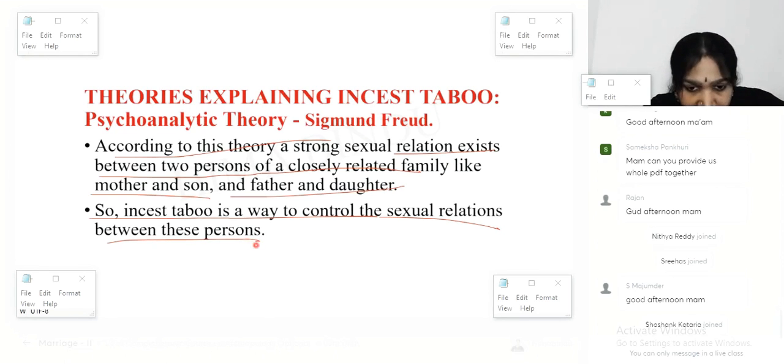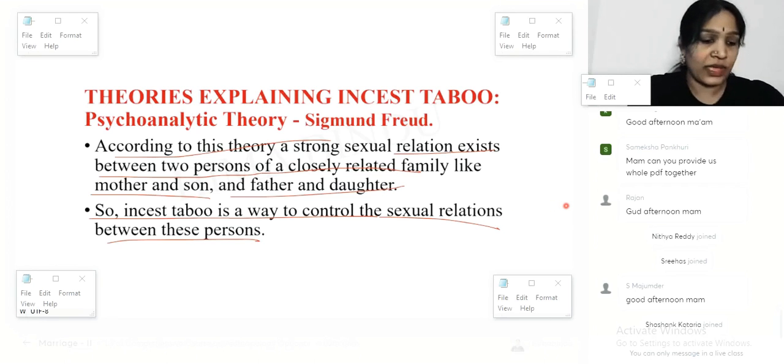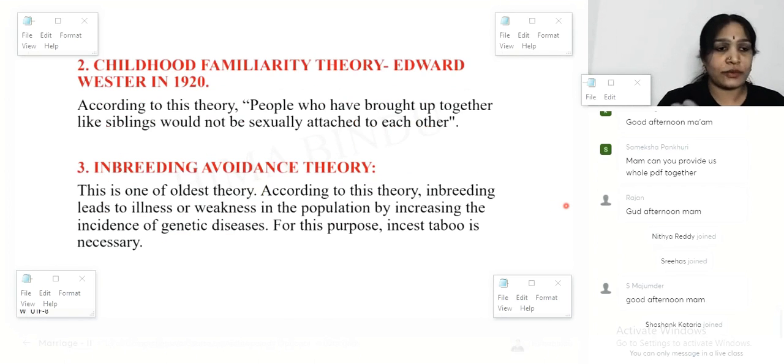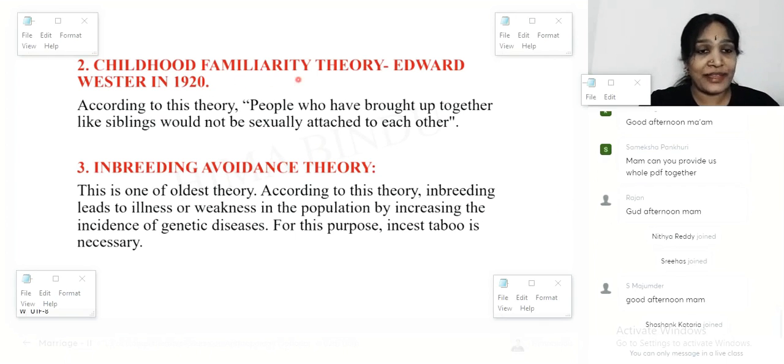So Tirupati and Haridhar are saying Sigmund Freud is very weird. If you feel he is weird, I will now give you exactly the opposite theory. You did not like Sigmund Freud, right? So now let us see an opposite theory. The opposite theory is the childhood familiarity theory by Edward Westermarck.